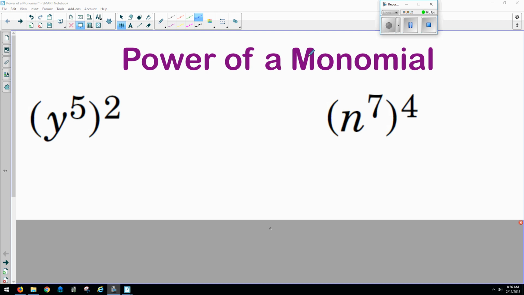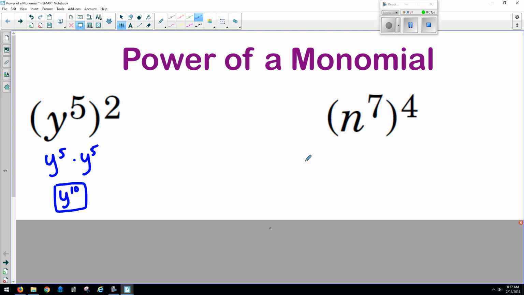Today we're going to talk about power of a monomial, and what that means is we're just going to take a monomial and raise it to a power. So I'm going to expand this monomial right here. This would be y to the fifth times y to the fifth because it's this whole thing squared. And now we're back to multiplying monomials where we can just add the exponents. So this winds up being y to the 10th power.